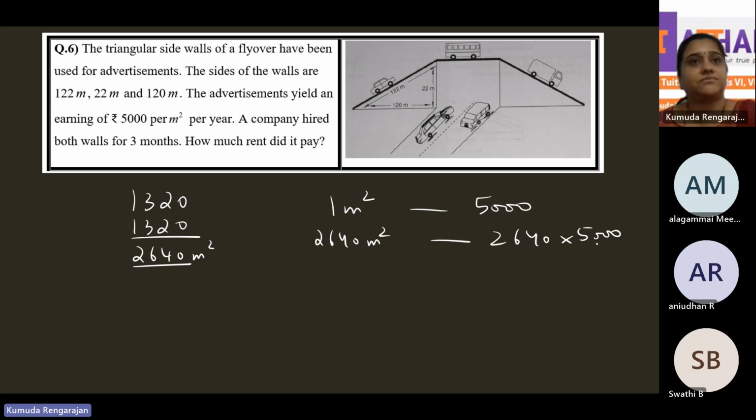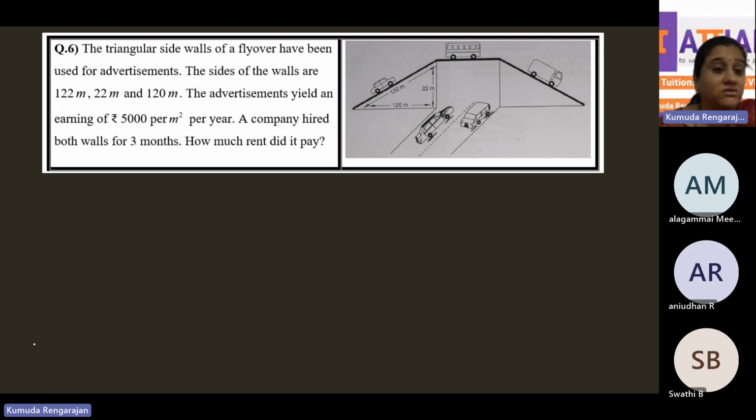Is this understood? But this is for 12 months, right? So divide by 12, you will get for 1 month, and multiply by 3, you will get for 3 months. See, you can do it however you want. It is not fixed. Anyways, you need to understand what you're doing. Don't mug anything.